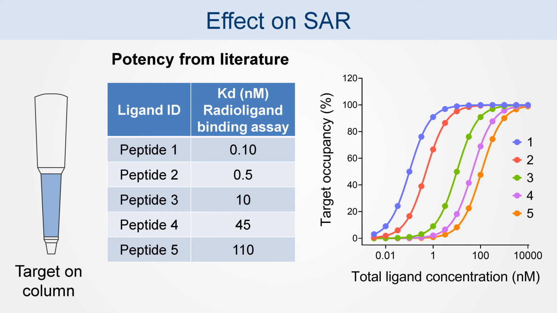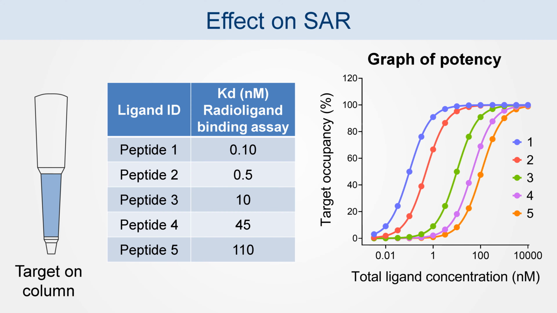We went to the literature and found a set of ligands with a really nice spread of affinity as measured in a conventional radioligand binding assay. Here the range of affinity is around 1,000-fold. The graph here shows what we expect to see in a standard assay based on these affinity values, showing the large spread of affinity.